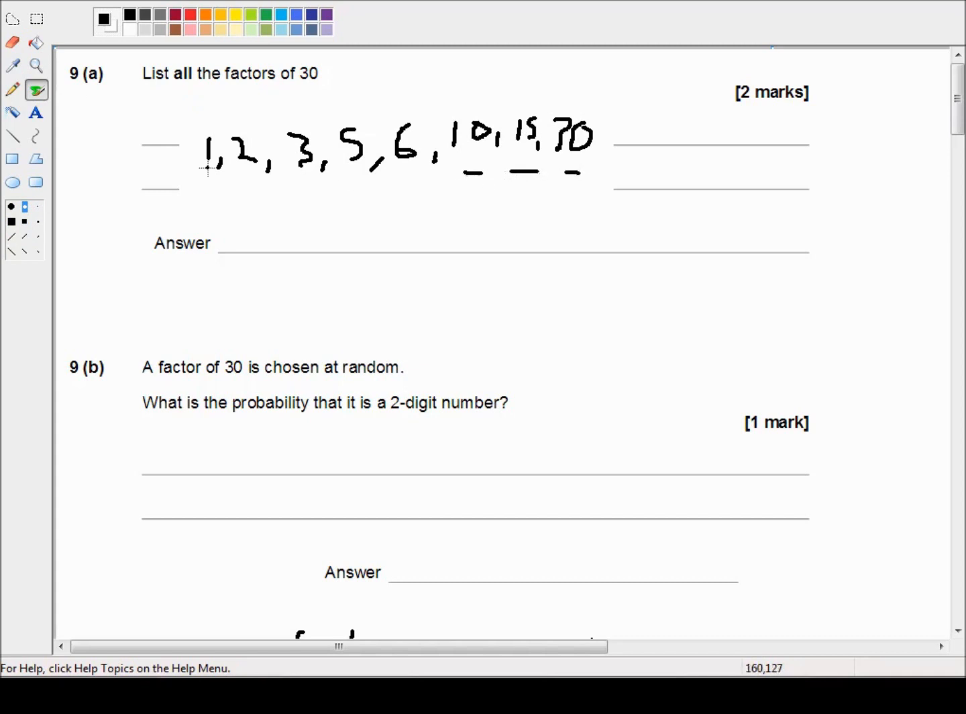And our sample space is all the factors of 30. So that's 1, 2, 3, 4, 5, 6, 7, 8. So there's 3 2-digit numbers out of 8 possible factors of 30. So our answer is 3 over 8.